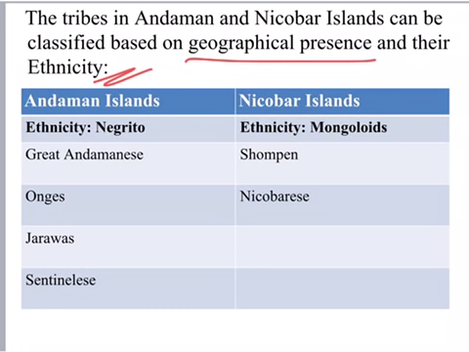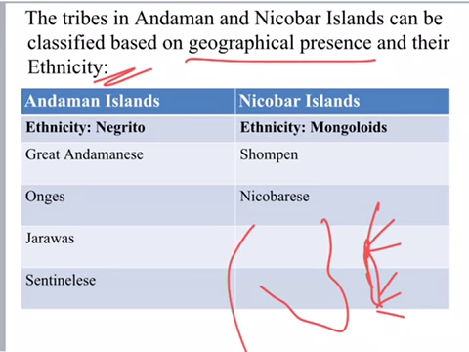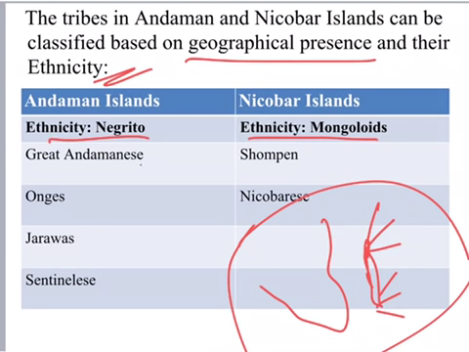You can draw a diagram of Andaman and Nicobar showing the India map over here and Andaman and Nicobar Islands here. And you can also pictorially represent what are the tribes present here in Andaman and Nicobar Islands. So this is also a very fine representation of the answer. So in the Andaman Islands there is Negrito ethnicity, they belong to ethnicity Negrito, and in Nicobar Islands the tribes belong to ethnicity Mongoloids. So these are the various tribes: Great Andamanis, Onges, Jarawas and Sentinelese, Shompens, and Nicobarese are from Nicobar Islands.